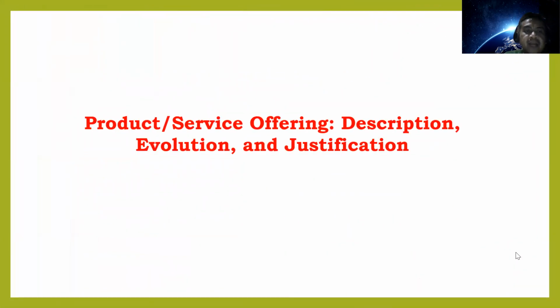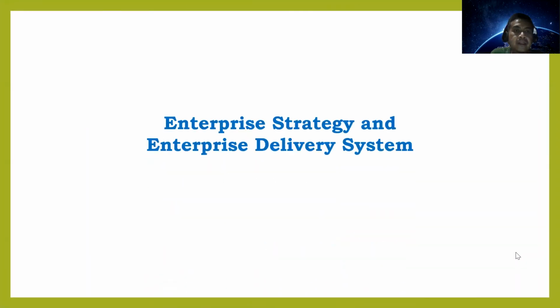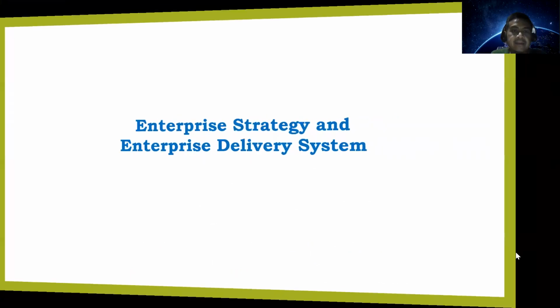The next section is the product or service offering: the description, the evolution, and justification. Now, this is the sixth section of the business plan. The products or services must be described, highlighting the features and attributes that would most appeal to the target customers. The business plan should also prove that the products or services would be accepted and carried by the distribution channels. So we have the enterprise strategy and enterprise delivery system.